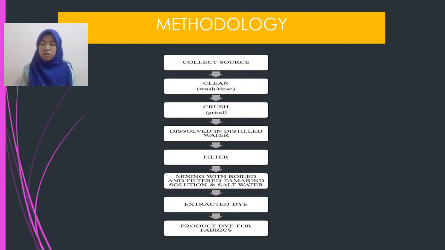Then we need to dissolve the ground powder into distilled water to make a solution. After that, we need to filter the solution to separate the fine powder and the solution. After that, we mix the solution with the filtered tamarind solution and the salt water. After that, we can use the extraction process to extract out the color from the mixed solution. Then the dye is ready to be used.